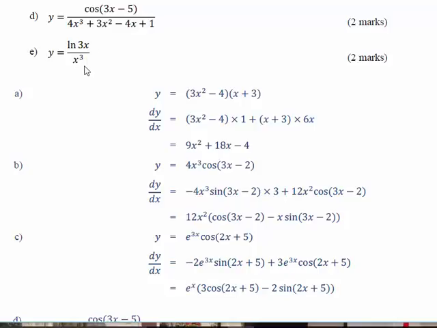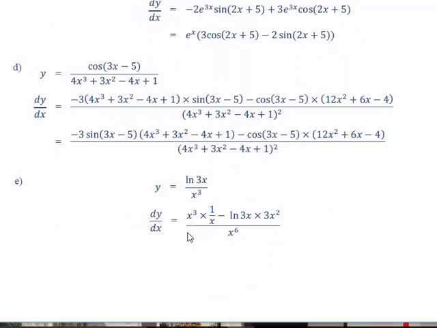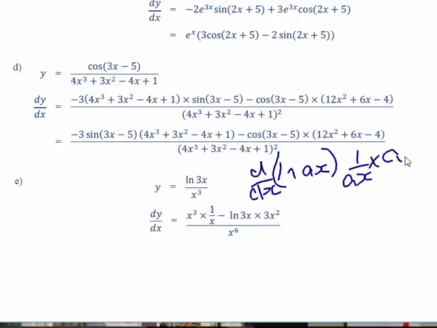And then part E, we've got another quotient. Log 3x is going to be u, and x cubed is going to be v. So we've got v du dx. Let me just show you that. If you've got log ax and you want to differentiate that d by dx, you're going to get 1 over ax times the differential of the argument, so that's going to give you an a, so the a will cancel. So we've got log 3x there and we just get 1 over x, the 3 will cancel.